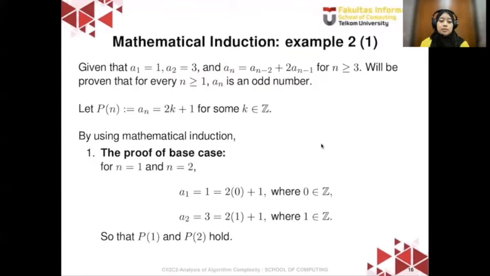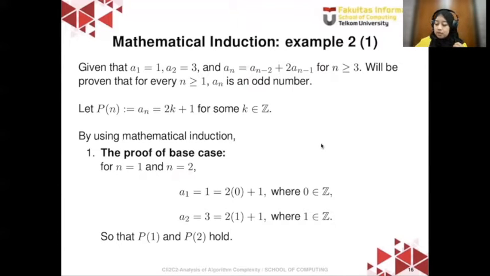And let's say P_n is what we want to prove. That is, a_n is 2k plus 1 for some integer k. This is what we mean by odd numbers. Right. And the first step in mathematical induction, as usual, is the proof of the base case. And because this is strong induction, where we move 2 to the back, it means at least we will need 2 numbers in the base case.